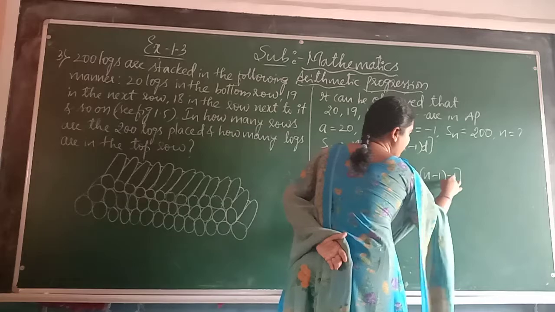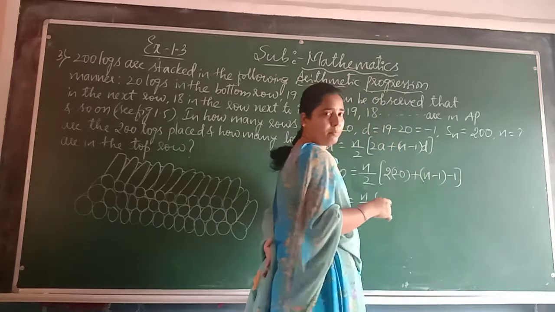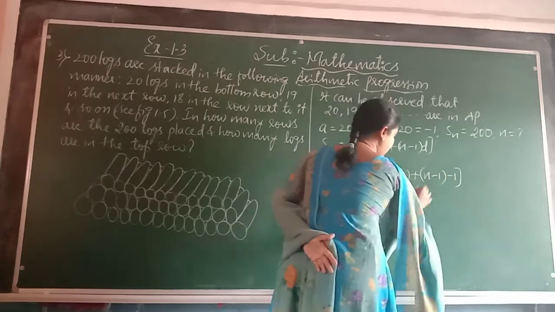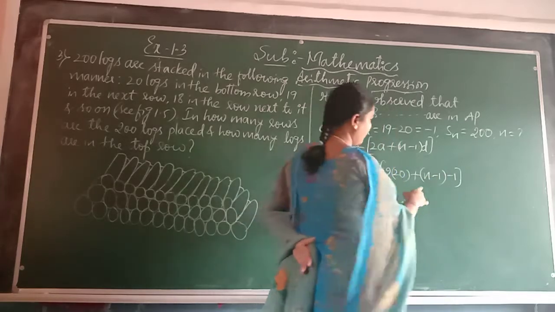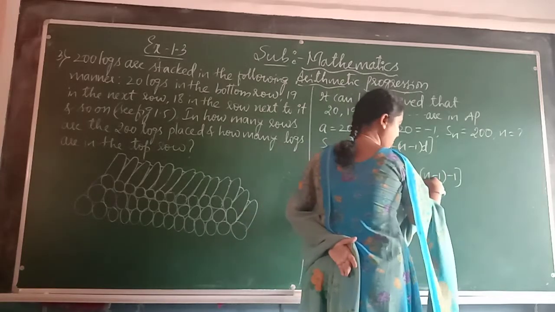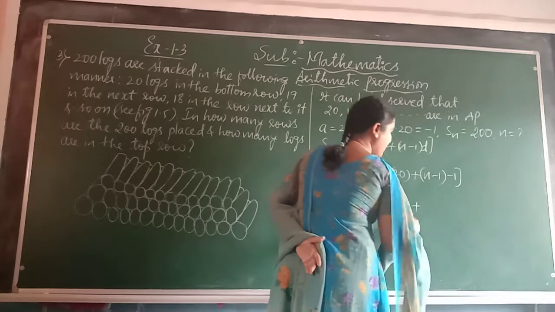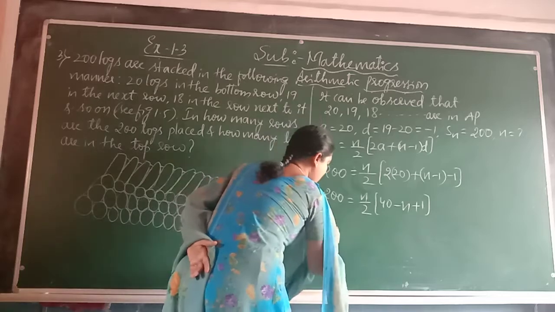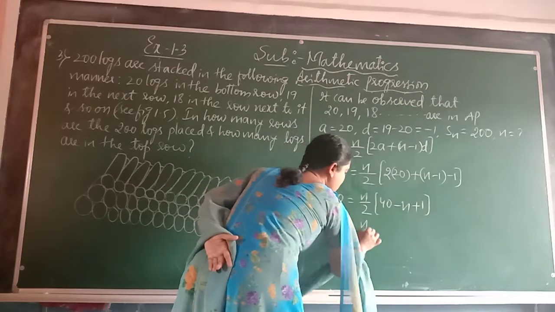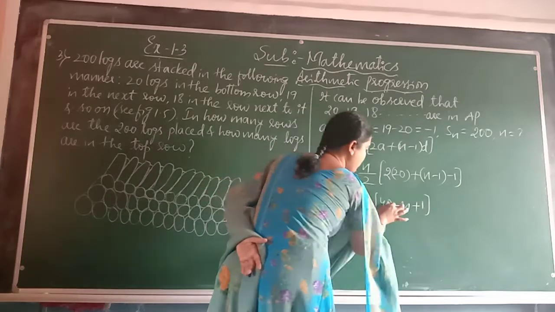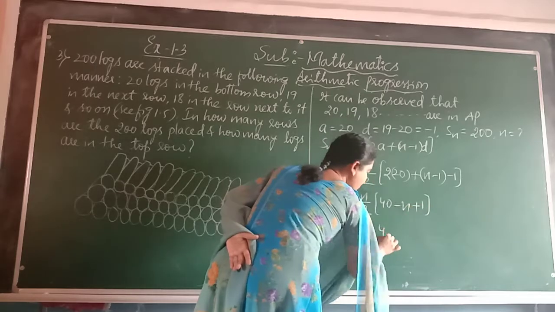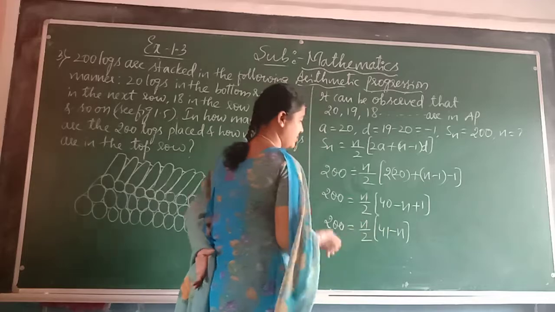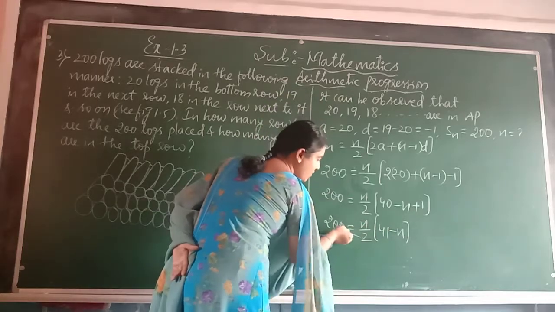Now minus 1 we should multiply to plus n, plus into minus, minus 1 into n will be n only. Now plus into minus, minus, minus into minus become plus. 1 ones are 1 we will get. Now 200 is equal to n by 2 into 40 plus 1 is 41 minus n, keep it as it is. Now what we have to do?